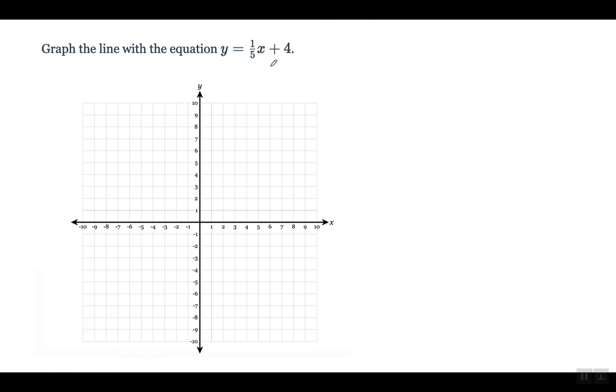All right, so the y-intercept is 4. And the slope is 1 over 5. It's positive, so it's going up from left to right.